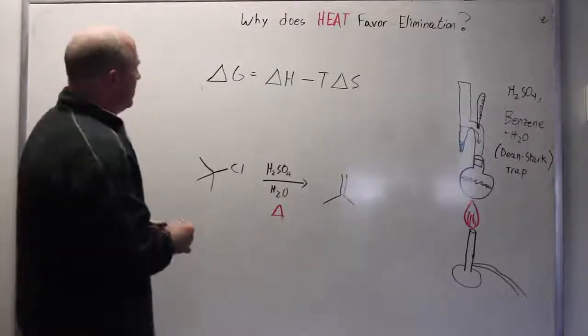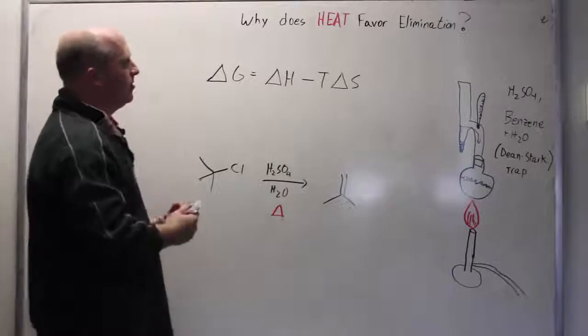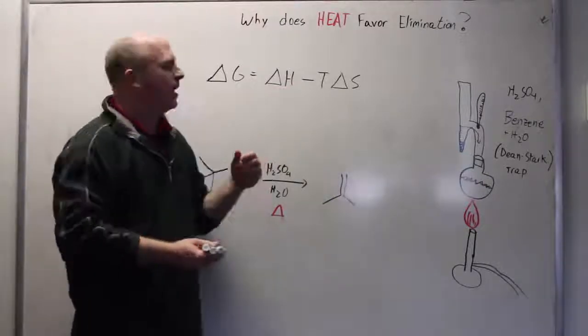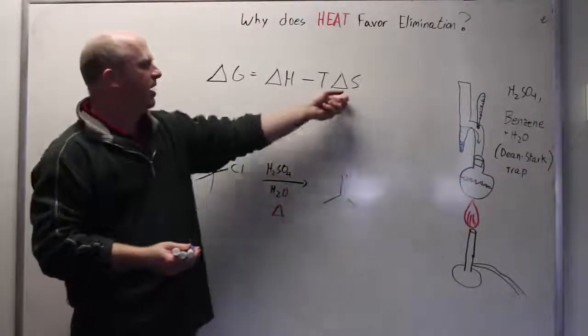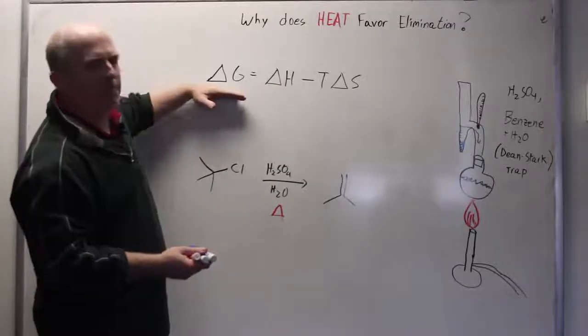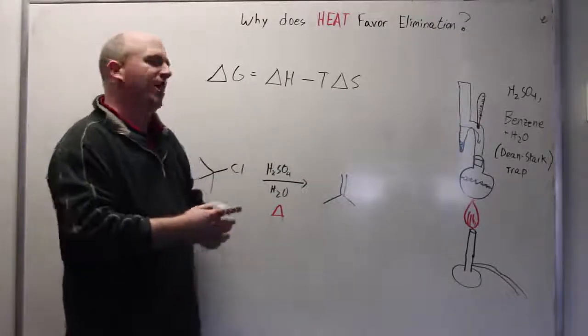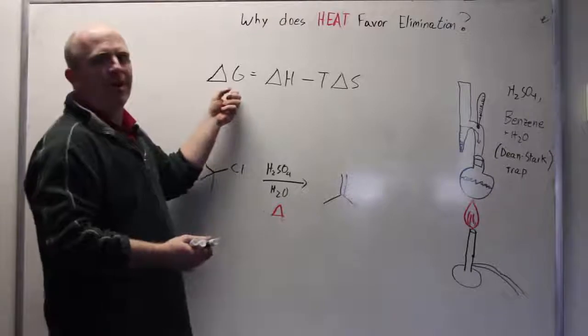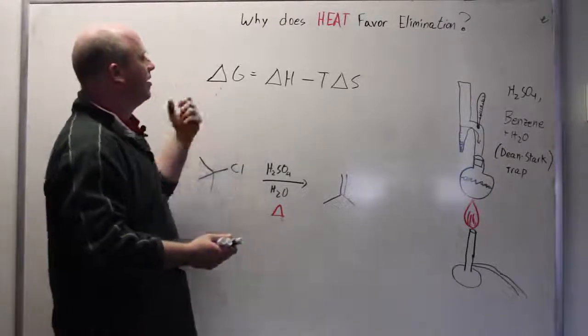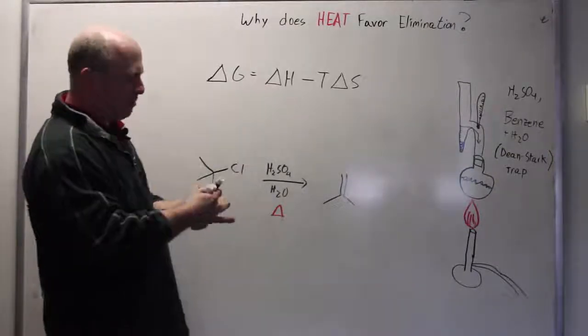Well, the answer really comes down to this equation right here. If you took Chem 190 or you've had Chem 120, you'll recognize this as a Gibbs free energy equation. Delta G basically is a measure of whether a reaction is spontaneous or not. The more negative this number is, the more likely a reaction is to occur. And there's really two components to it.